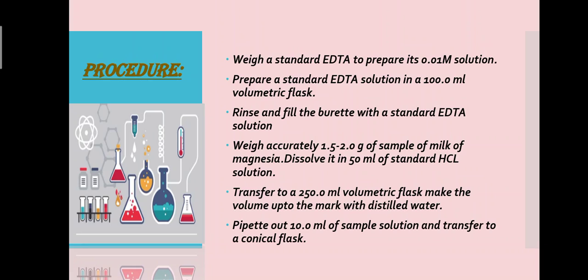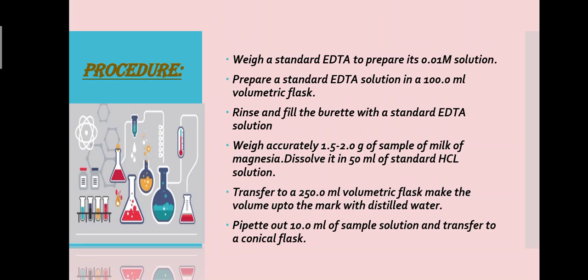Rinse and fill the burette with a standard EDTA solution. Weigh accurately 1.5 to 2.0 gram of sample of milk of magnesia. Dissolve it in 50 ml of standard HCl solution. Transfer to a 250.0 ml volumetric flask. Make the volume up to the mark with distilled water.